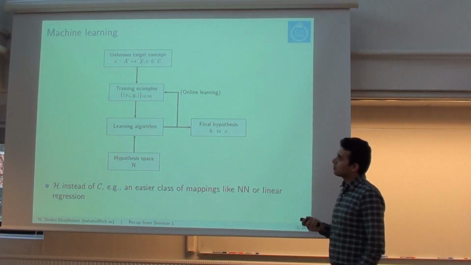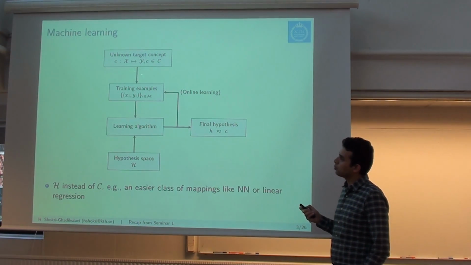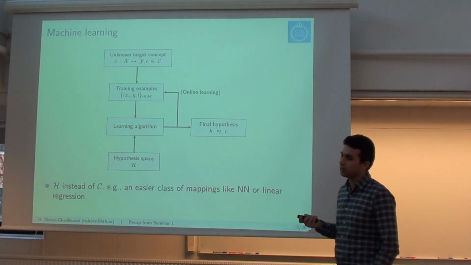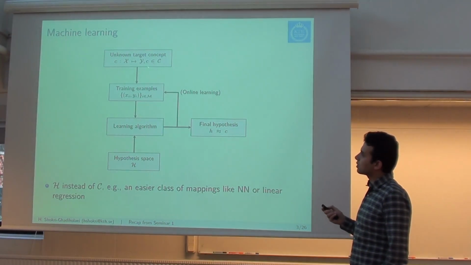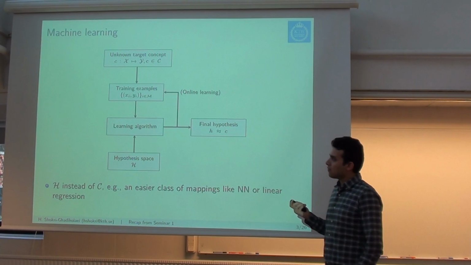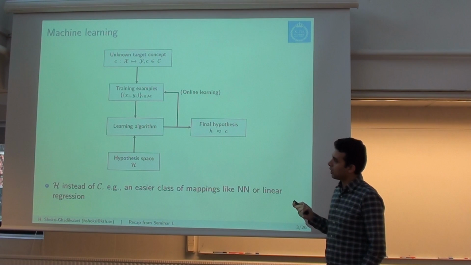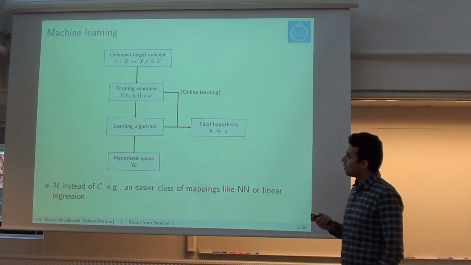So we have an unknown target concept. A concept is a mapping from a set of inputs to a set of outputs, which could be your labels. And this concept C comes from some concept set. And then we have training examples coming from some set M with some cardinality.